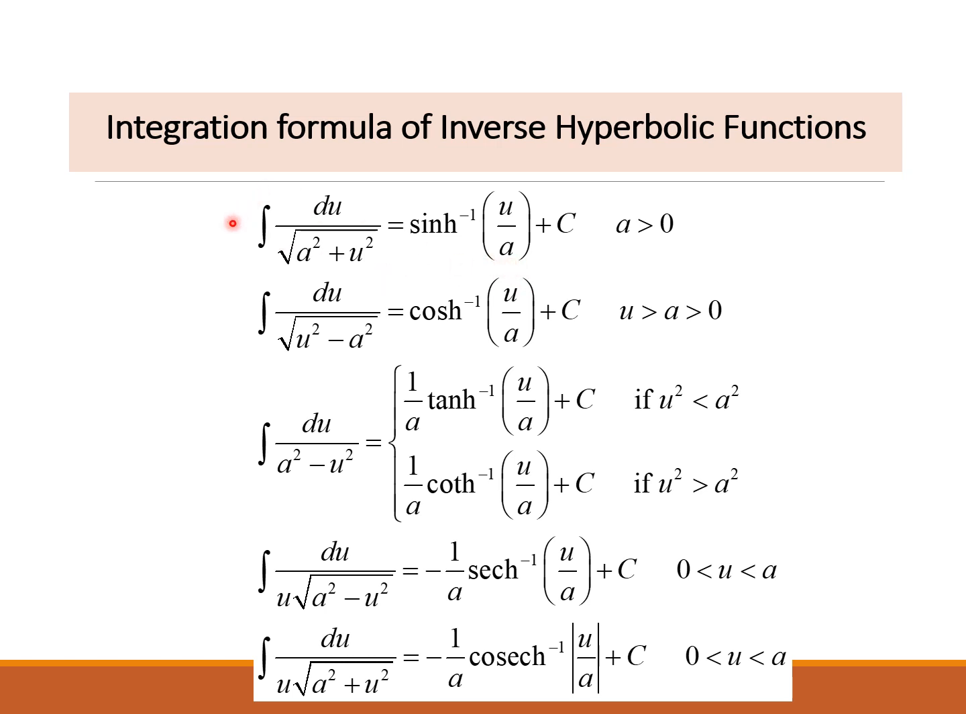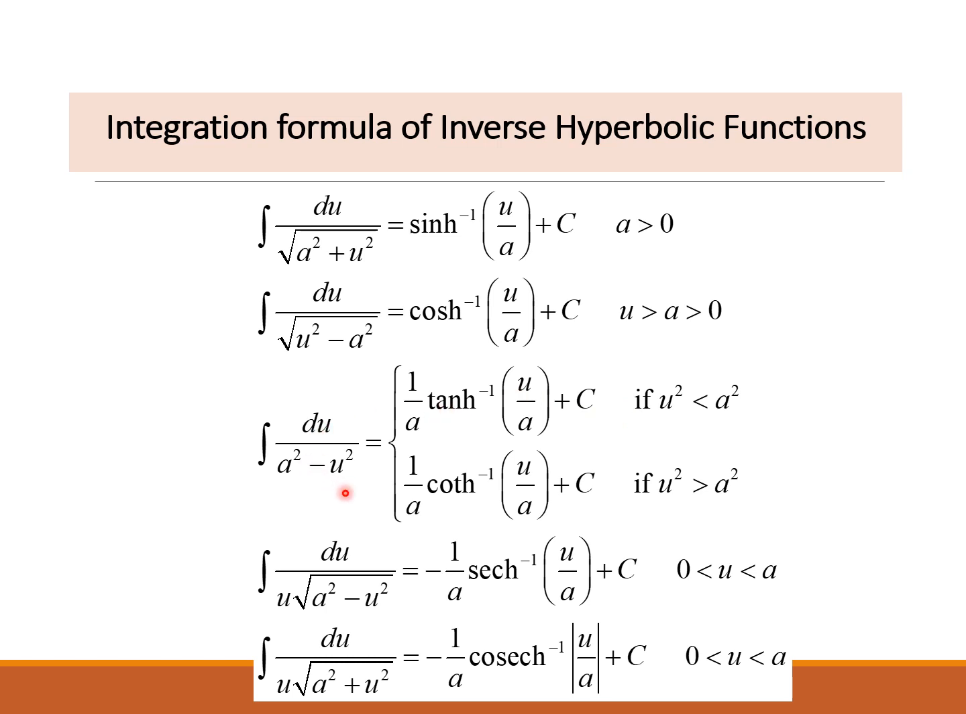For the first one, if the fraction is in this form, then it will produce the inverse sine hyperbolic, and if the integration is in this form, it will produce inverse cosine hyperbolic. But for this case, there are two solutions depending on the conditions of u and a.